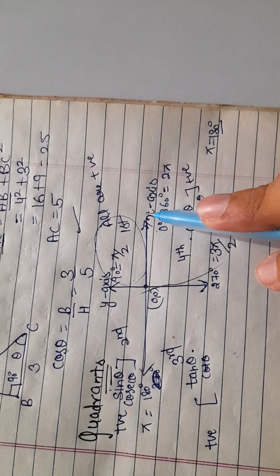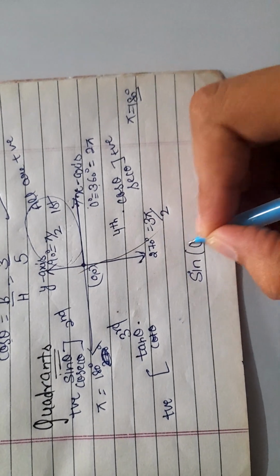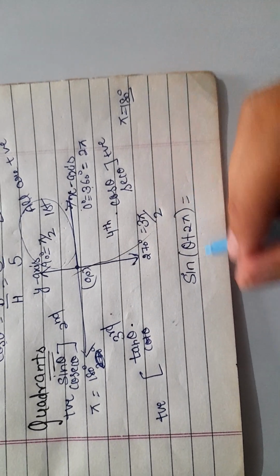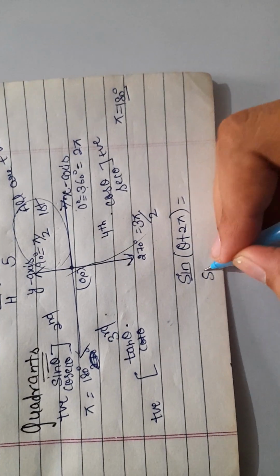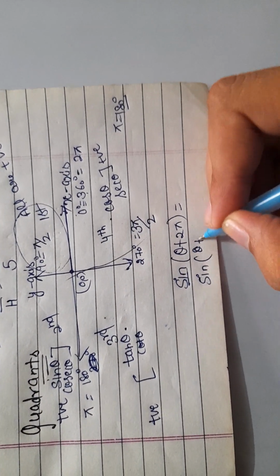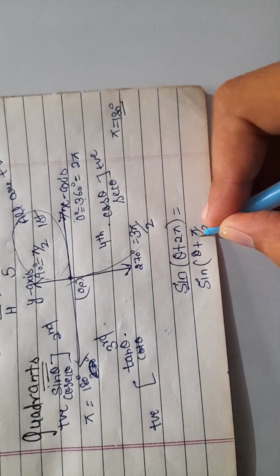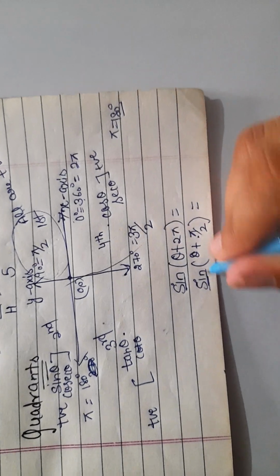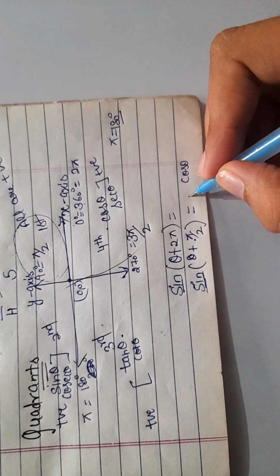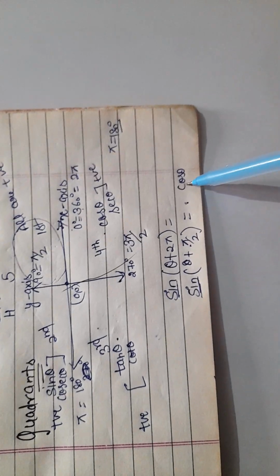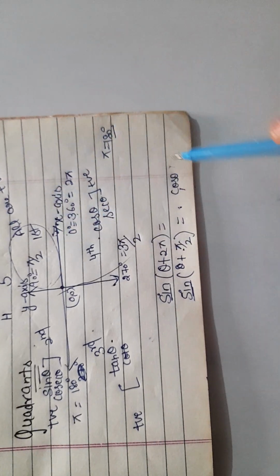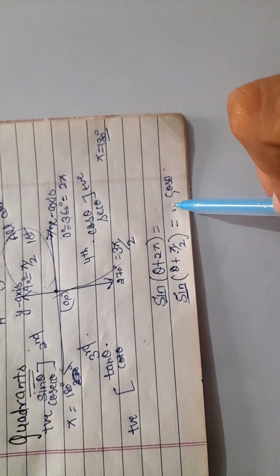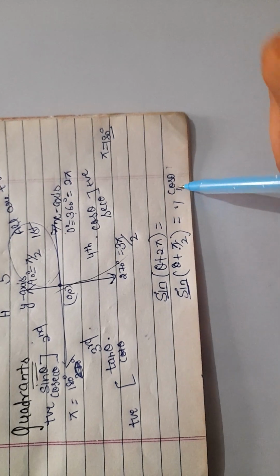If any trigonometric ratio, for example sine of theta plus 2 pi, then there is no change in its sign. If it is an odd multiple, like pi by 2, 3 pi by 2, 5 pi by 2, it will change to cos, and its sign depends on which quadrant it goes in. If it goes in the second quadrant, it will be positive. If it goes in the first quadrant, it will also still be positive, but if it goes in the third and fourth quadrant, it will be negative.